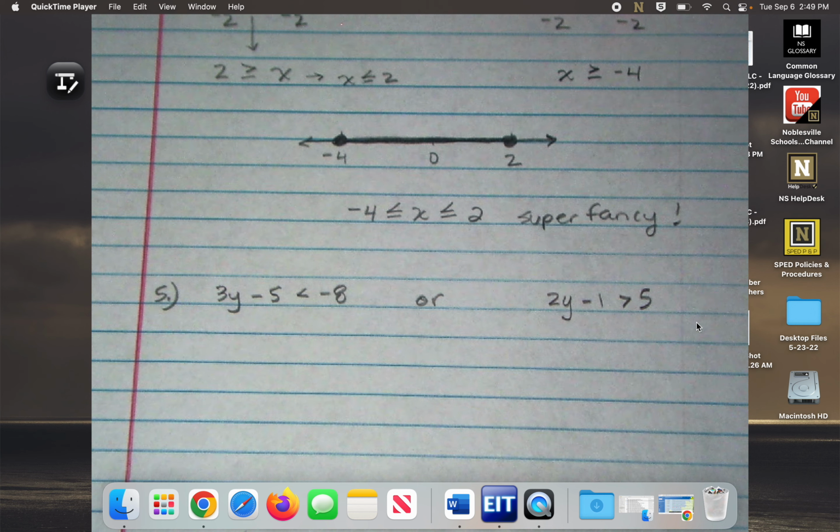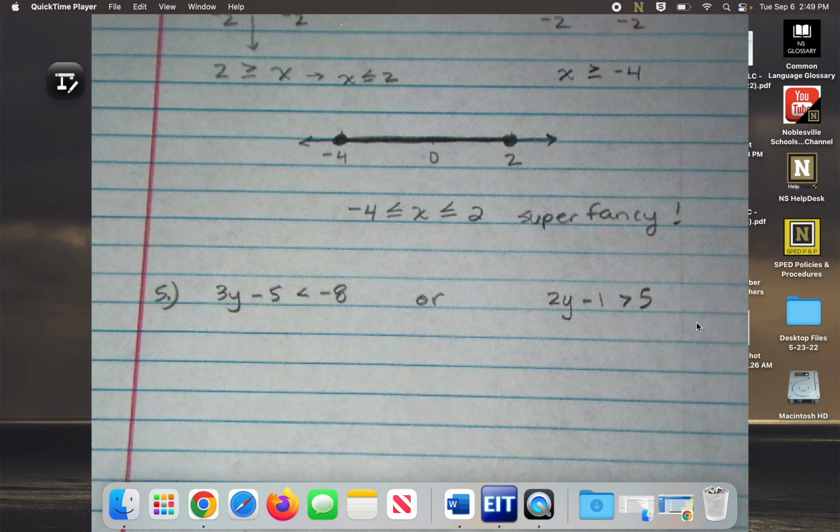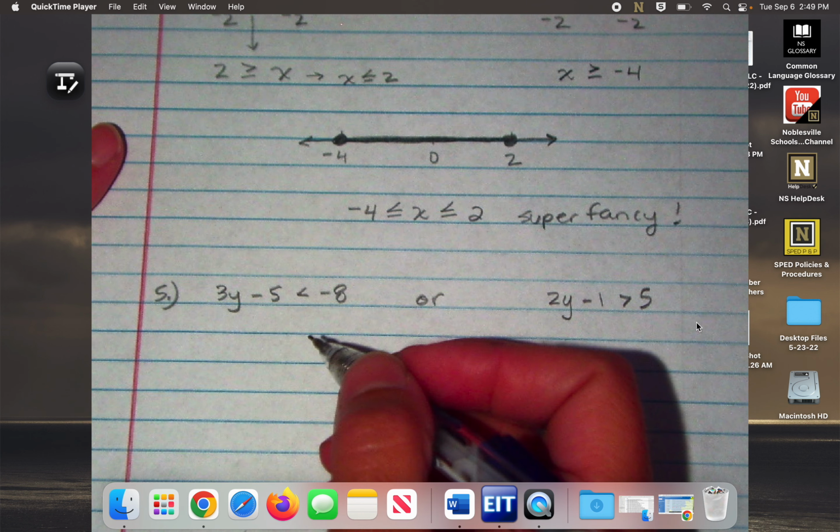Are the arrows going to go towards each other or away from each other? Away from each other. I don't even need my color pencils for this.